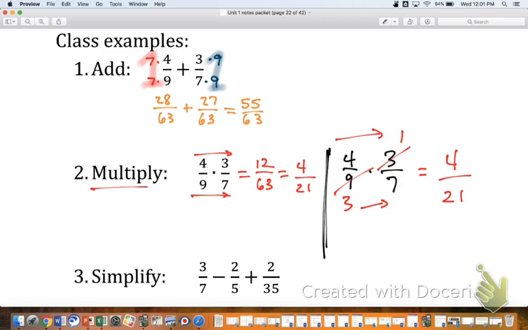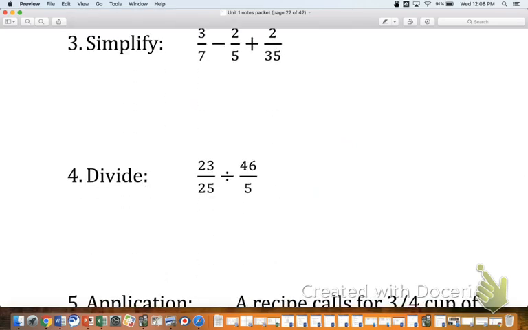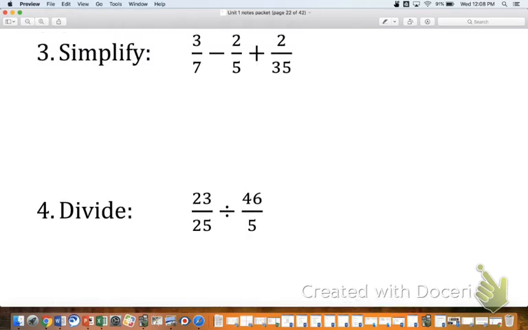Okay, fantastic. So then I've got a third one here, and this one has a little bit more going on. This one says simplify, and did you notice there's addition and subtraction, and there's 3 fractions instead of 2? So let's check this one out. The rule is, of course, for addition and subtraction, you have to have a common denominator. But instead of just having 2 denominators, this time we have 3. So 3 denominators are 7, 5, and 35. So what we want to think about here is what is the smallest number that those go into. What's the least common multiple?